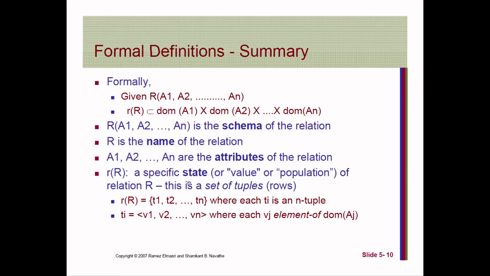The state of the relation is simply a set of tuples, and each tuple is an ordered set of values. So V1 is the value for attribute A1, V2 is the value for attribute A2, and so on. Vn is the attribute value for attribute An. Inside the tuple, the values must be ordered, and the order is determined by the schema. In whichever order the attributes were in the schema, the values must follow that same order.